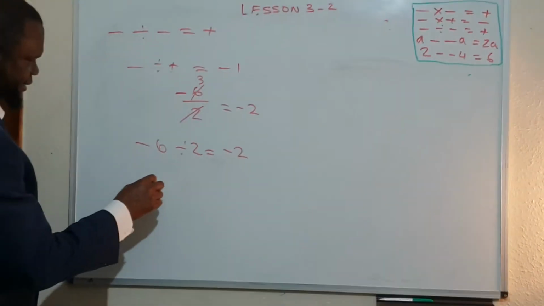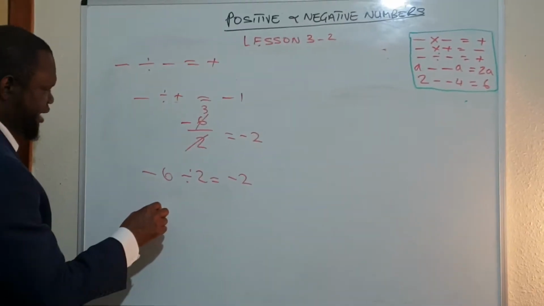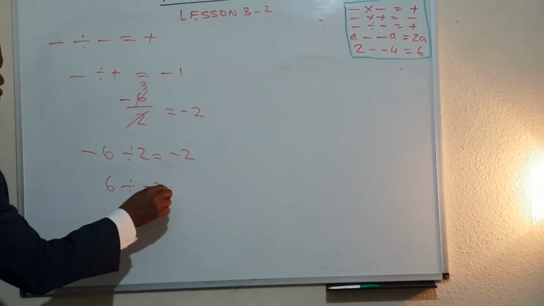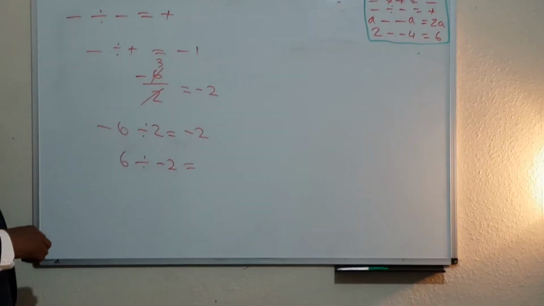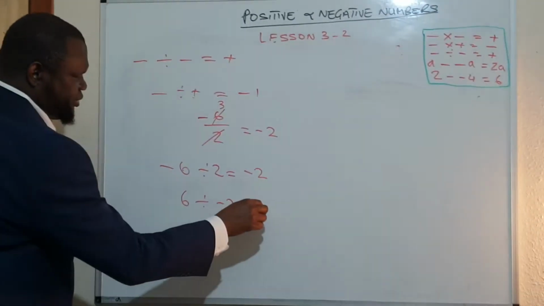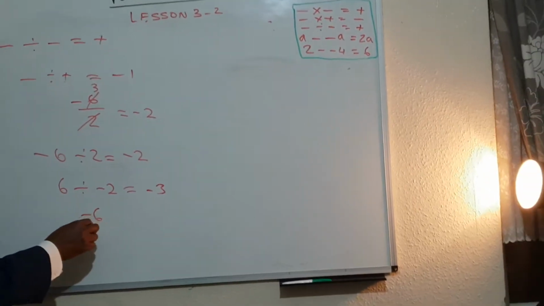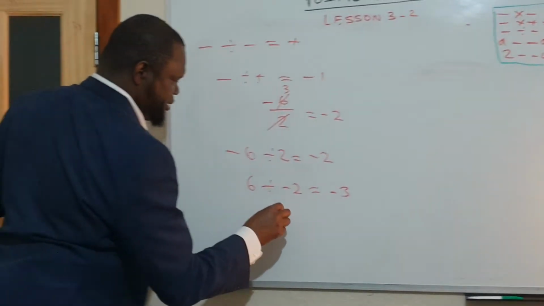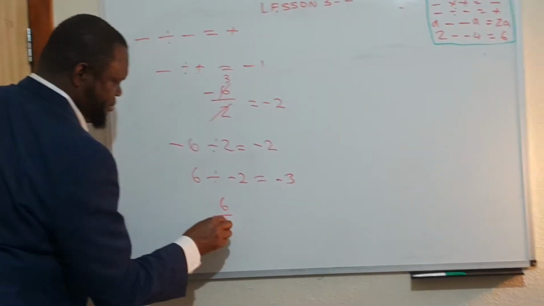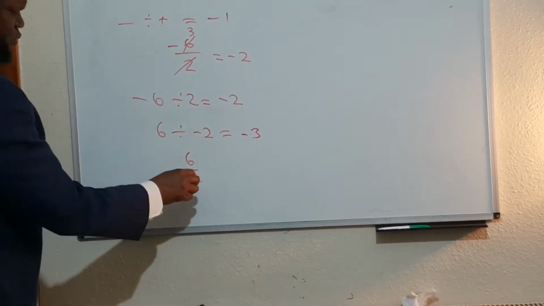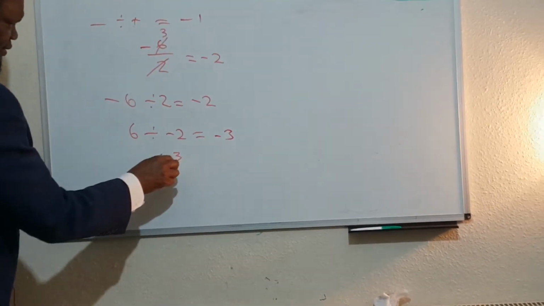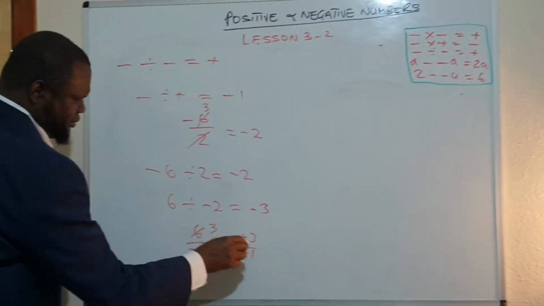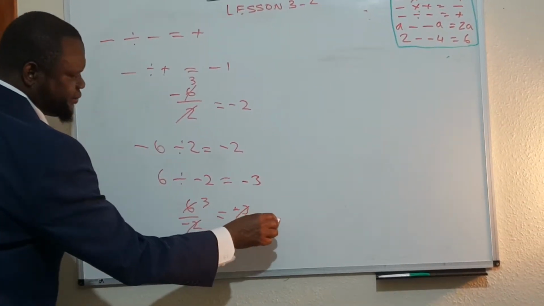In the same vein, if you have 6 divided by minus 2, it's the same: your answer is minus 3. Why? 2 goes into 6 three times, and you are left with the minus 1, so the answer is minus 3.